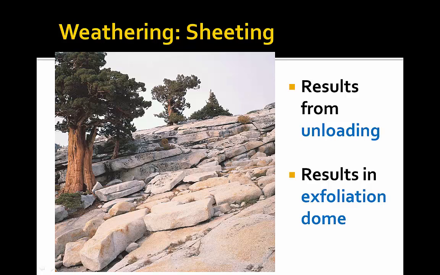Now, when you remove that pressure by erosion, you strip off all the overlying rock, you remove that pressure, and the rock then starts to expand. That expansion of rock is going to result in the process of sheeting. So rocks are going to spall off of a giant igneous body in layers, like layers of an onion. The result is going to be an exfoliation dome.